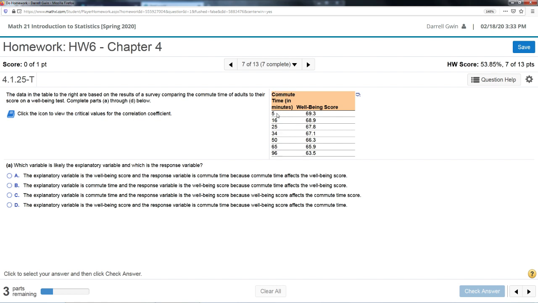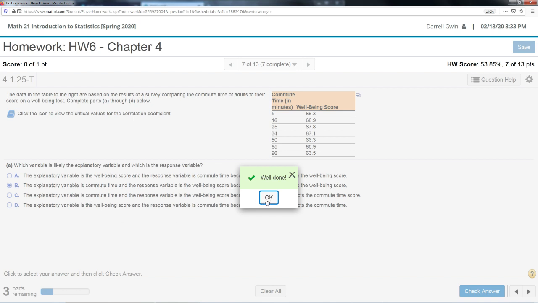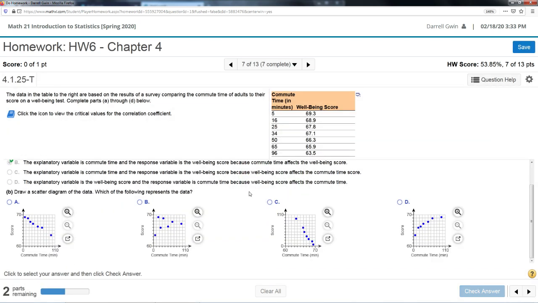I'm gonna go with 5, as it explains the amount of time traveling to work, I assume. Yeah, commute time of adults. Driving less time means you're happier. So driving is the explanatory? Nope, explanatory is commute time, response is the well-being score. Go with that, because well-being does not have anything to do with your time traveled. It has to be that way.